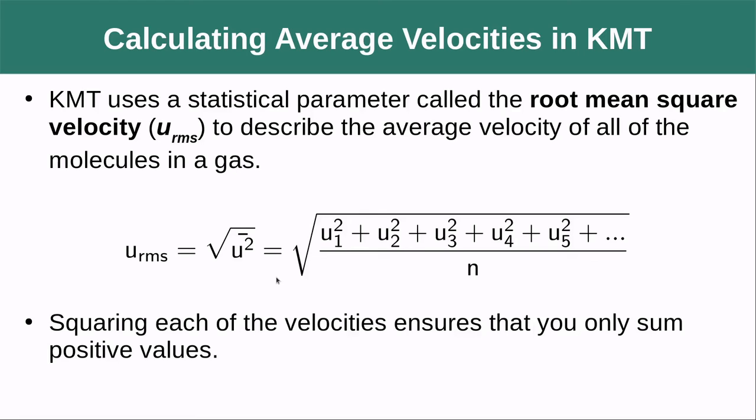The effect that we get is that squaring each of the velocities ensures that you only sum positive values. So these are vectors. They could be negative, right, depending on the direction of the molecule. But if we square them all, we get all positives. We add them together, and then we take the square root. And we get something that's kind of like an average. It's not exactly an average because obviously the square root does not distribute across a sum, but it gives you a value that's kind of close to that. It has a similar meaning.